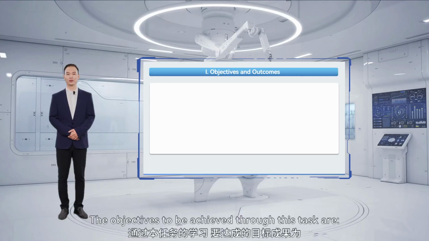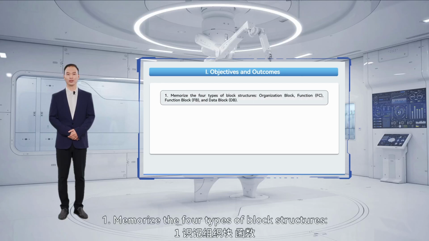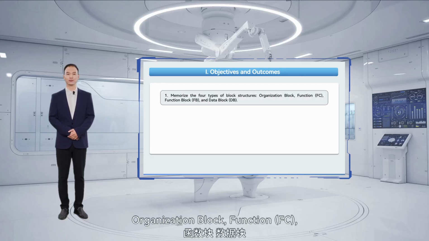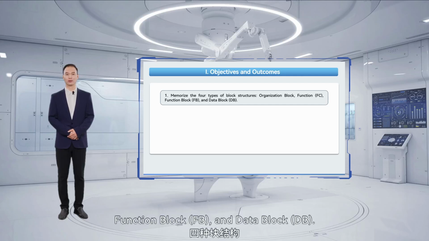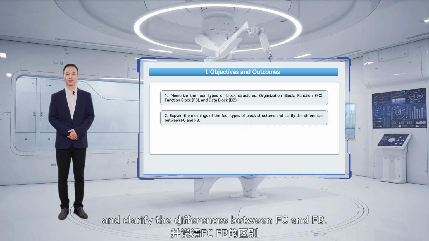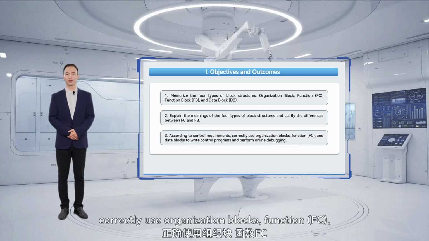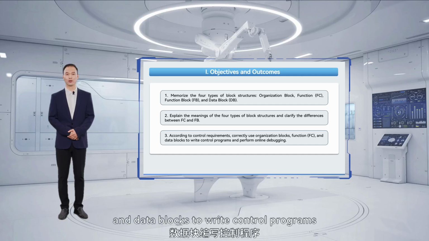The objectives to be achieved through this task are: 1. Memorize the 4 types of block structures: Organization block, function, FC, function block, FB, and data block, DB. 2. Explain the meanings of the 4 types of block structures and clarify the differences between FC and FB. 3. According to control requirements, correctly use organization blocks, function, FC, and data blocks to write control programs and perform online debugging.